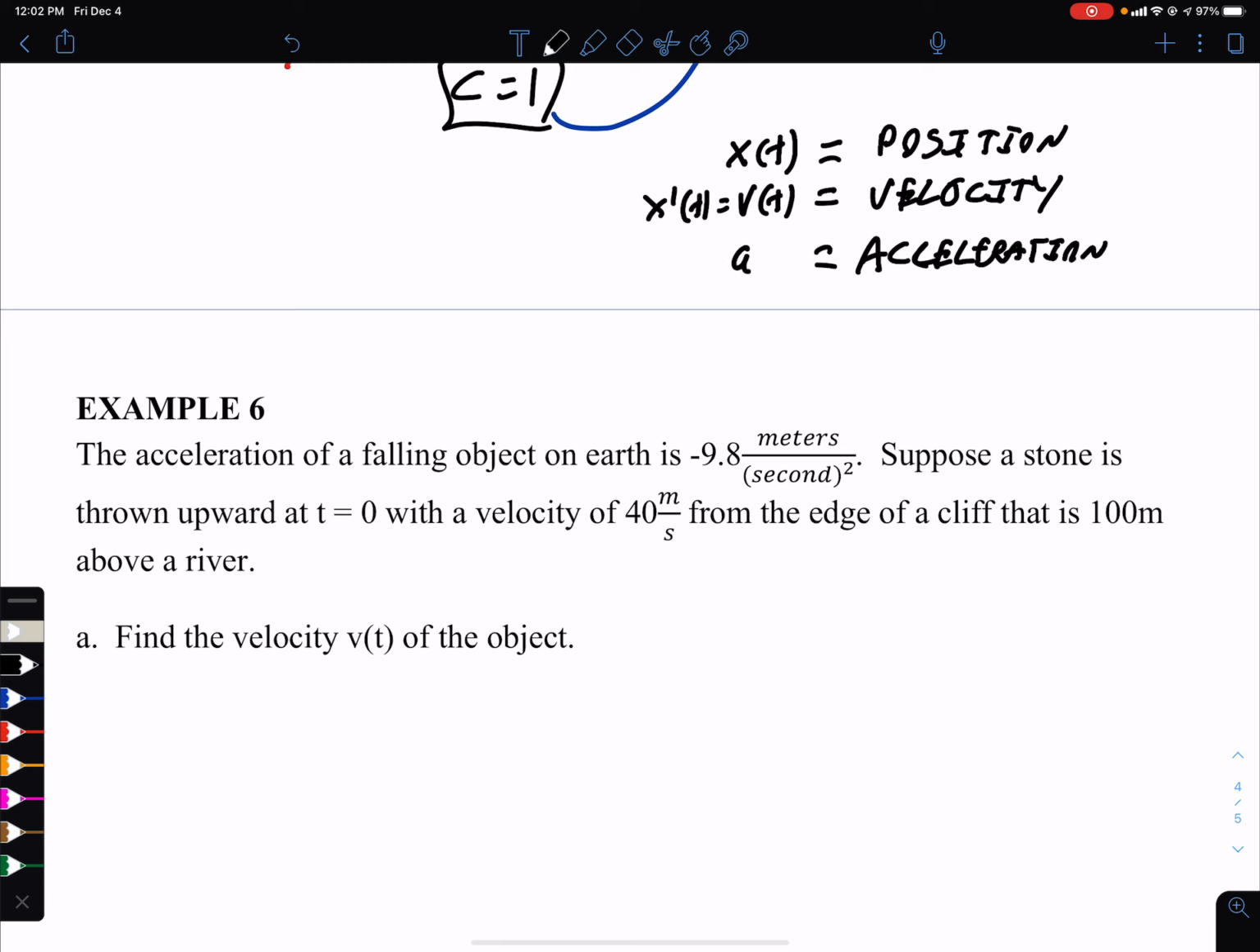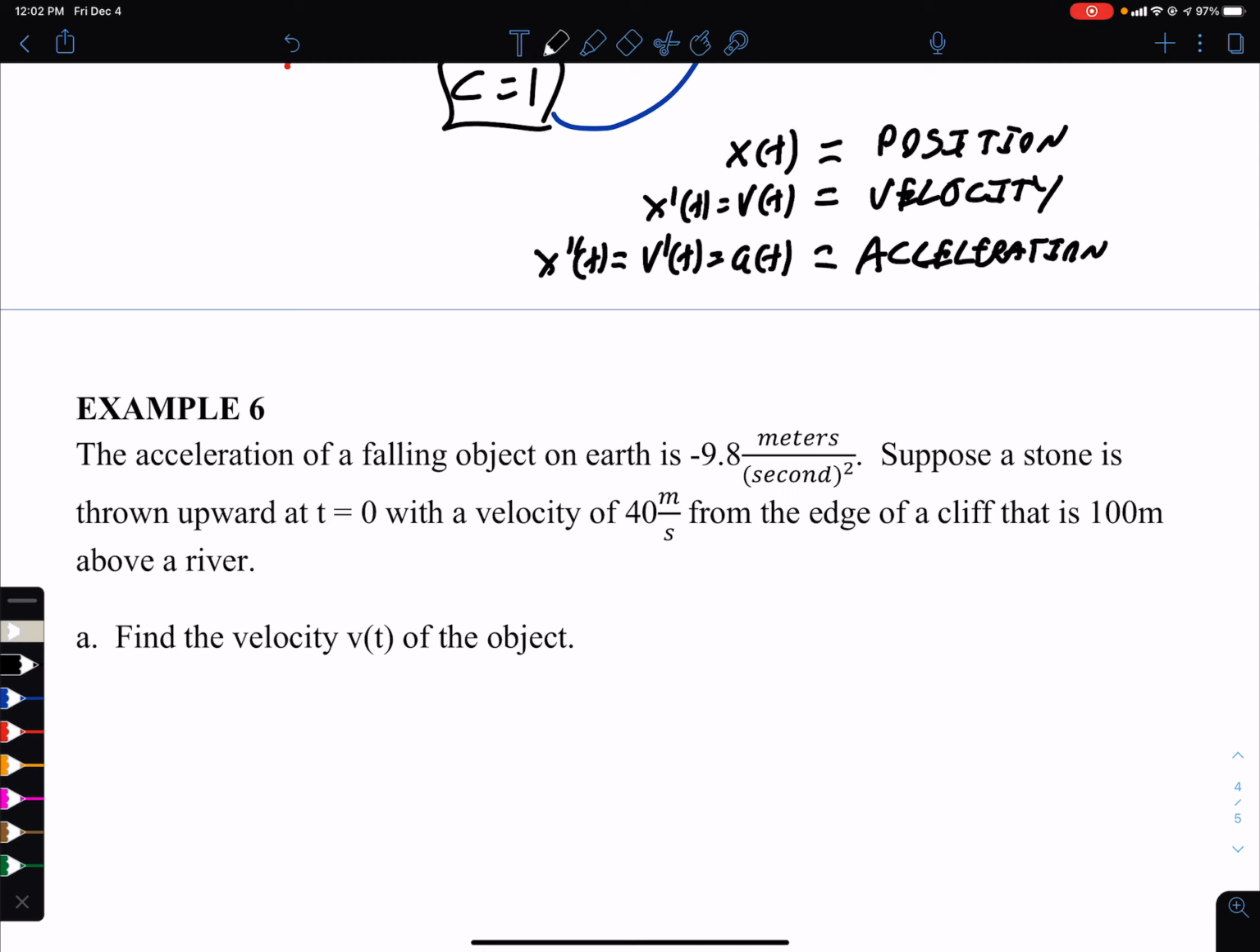And then that was called a of t. But then you learned that's the derivative of velocity, or it's the second derivative of position. So these are all things that we learned in chapter 3 and 4.